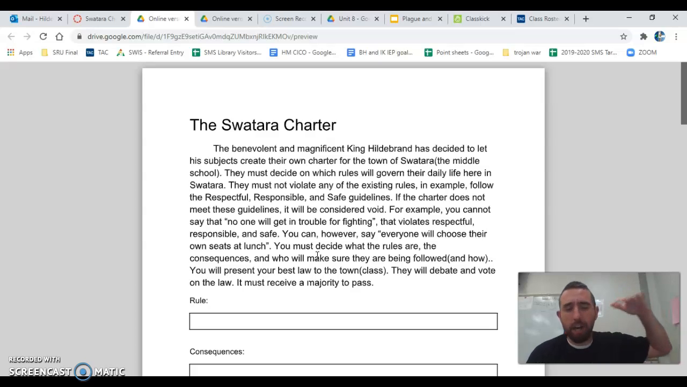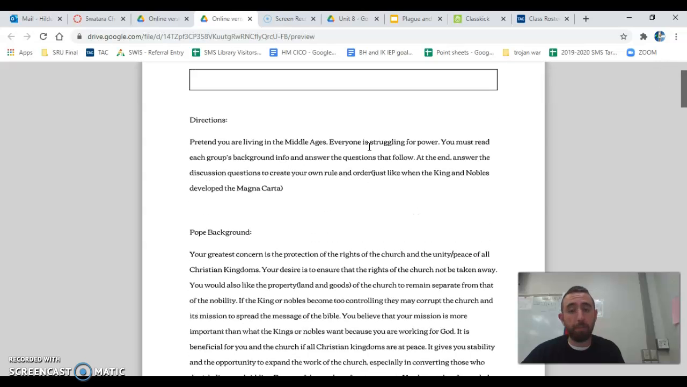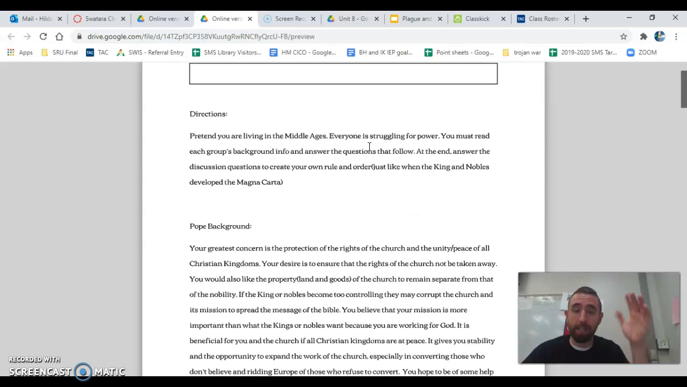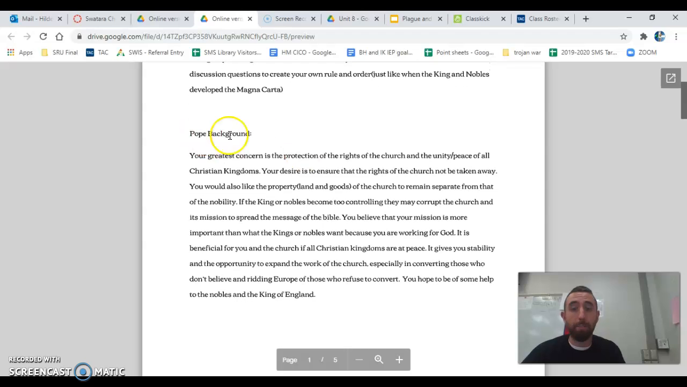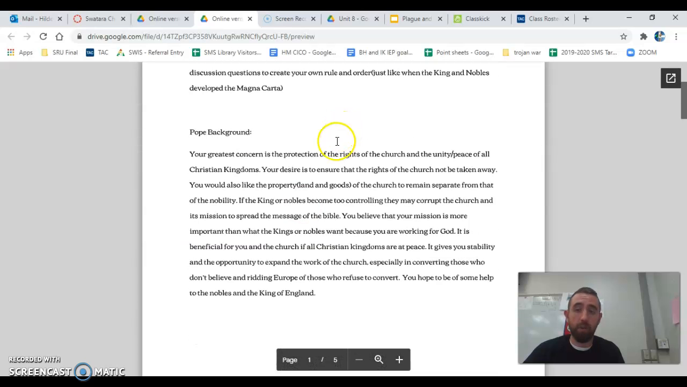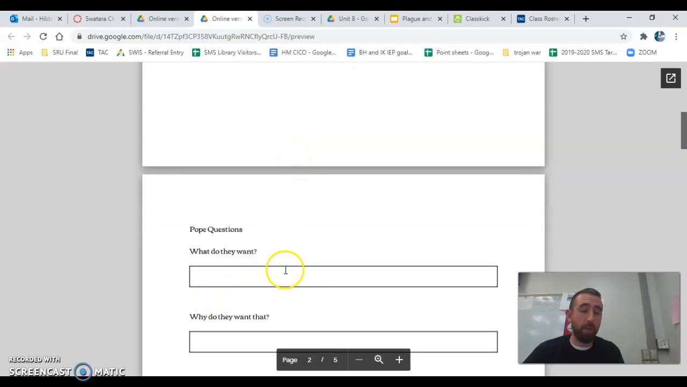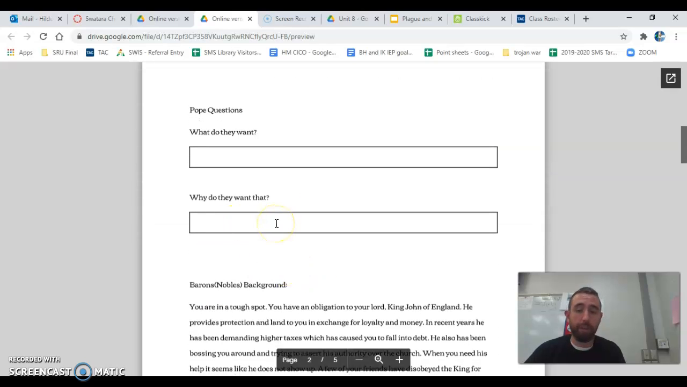Option number 2, if you're like, no, I don't want to do a Swedair Charter, okay, my brain doesn't work that way. I want something more concrete. I have typed up here a Magna Carta simulation. Now, there's a couple big players in that Magna Carta that went down in England. Okay, you have the Pope and the Church, making decisions and trying to influence what happened with the Magna Carta, the Great Charter that the King had to sign. You also have some questions. Okay, a little type up on what the Pope wants and why they want that. You'll have to kind of put the notes in there, what they want, why they want that.